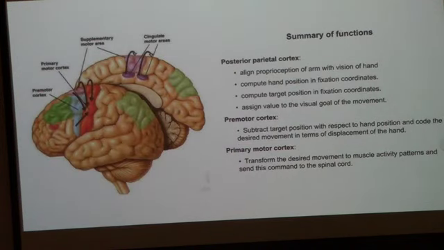Okay, so lecture 6, PPC. The thing that we have covered so far is that it codes for the target position, it codes for the hand position, and it assigns value to the stimuli that you see. Now, in this lecture, he's going to show you that the premotor cortex subtracts the target position and the hand position and codes for that, so what's the desired movement. And then the primary motor cortex is going to translate that desired movement into actual muscle activity, into sensory motor commands.